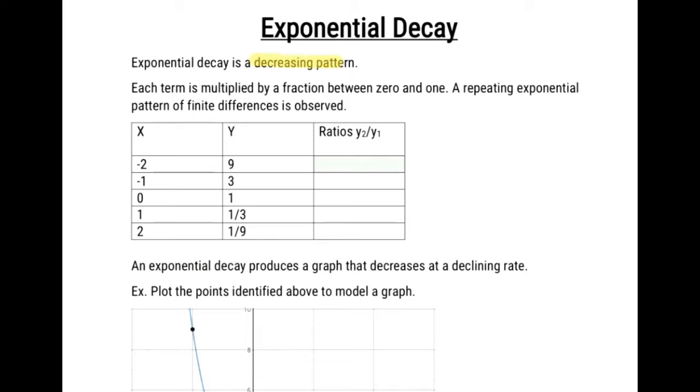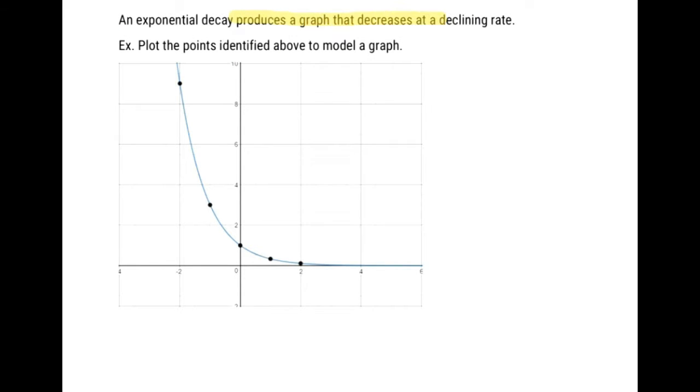An exponential decay is a decreasing pattern where each term is multiplied by a fraction between 0 and 1, allowing for a repeating pattern of finite differences. In the table below, the finite differences can be calculated using the formula y2 over y1 to get a constant ratio of 1 over 3. An exponential decay produces a graph that decreases at a declining rate. For example, if we were to plot the points identified above, our graph would look as such.